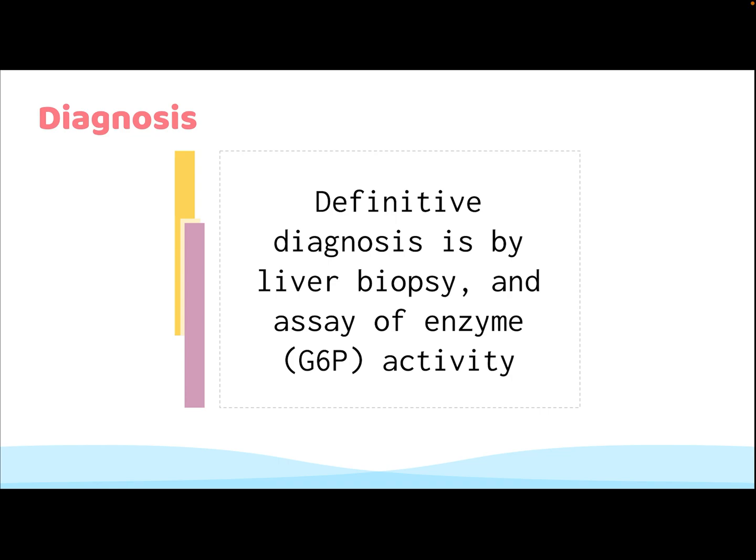The definitive diagnosis of Von Gierke is a clinical diagnosis. The definitive diagnosis can be done by liver biopsy, but it is a very invasive procedure, and usually we do an assay of the enzyme to look for glucose-6-phosphatase enzyme activity in the body.